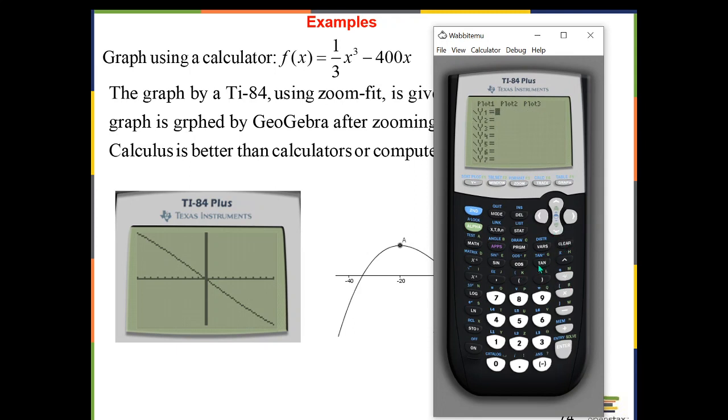And then I'll put 1/3. Let me clear that. And put 1/3 of x to the third power minus 400x. And I want to go to zoom, let's say zoom 6. And I can get anything, right? 1/3 of x to the third minus 400x. What about zoom, let's say zoom fit. There you go, zoom fit.